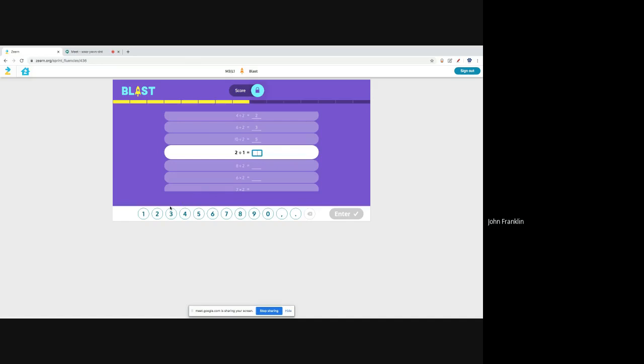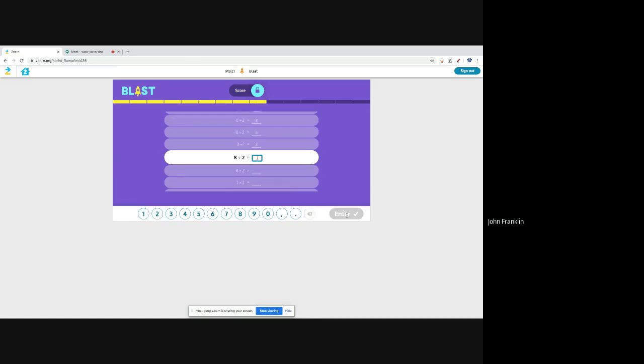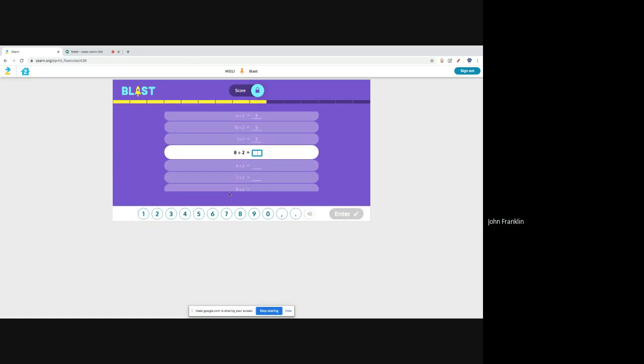2 divided by 1 is 2. 8 divided by 2 is 4. 6 times 2 is 12. 7 times 2 is 14. 8 times 2. I'm going to do this one incorrectly just so you guys can see what would happen if it were done incorrectly. 15. 9 times 2 is 18. And 10 times 2 is 20.